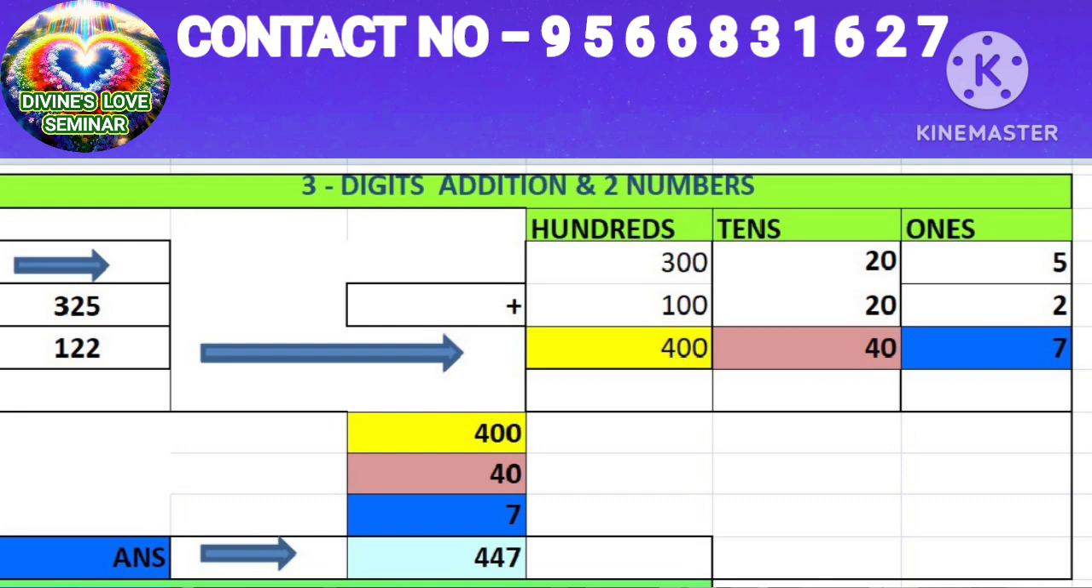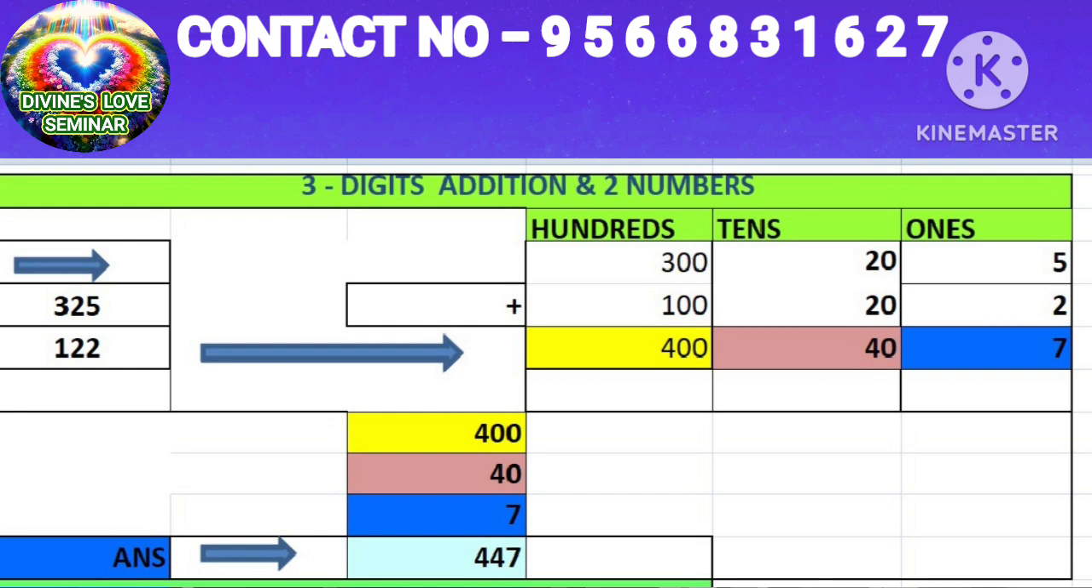Ones place: 5 plus 2 is 7, below 10. Tens place: 2 plus 2 is 4. It is also below 10, so no remainder will come. Then, as usual, we should calculate from left side to right side. That is hundreds, tens, ones.